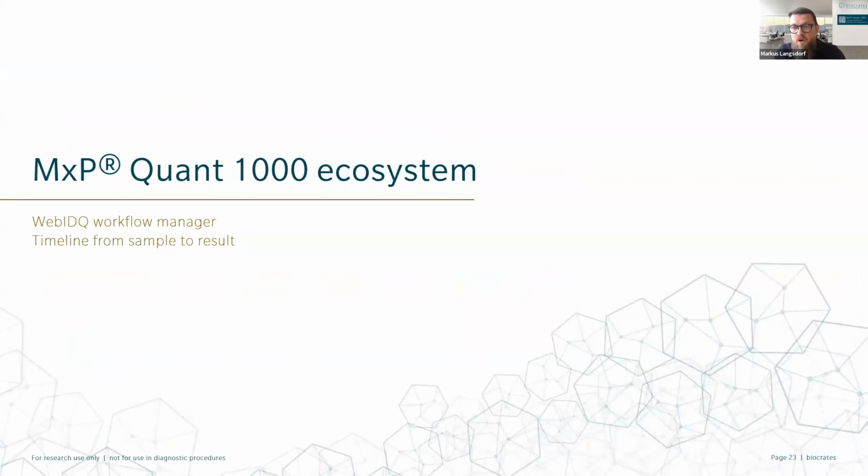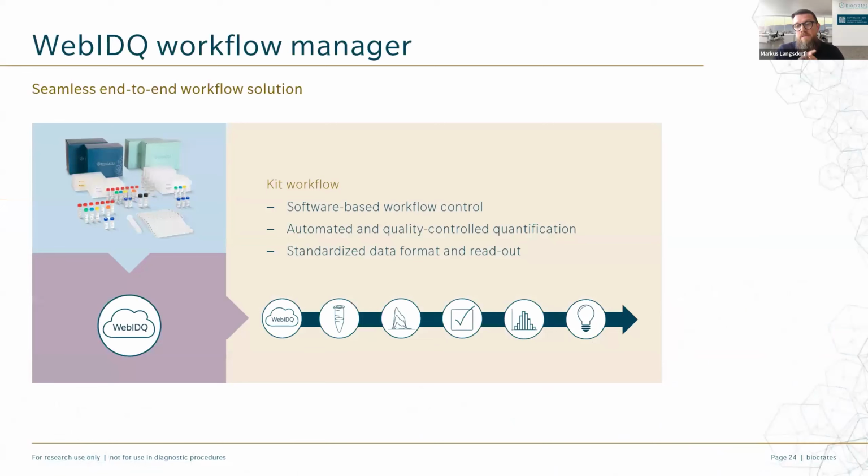But I cannot talk about the kit without talking about software. So Quant 1000 is available embedded into a total solution. So it's part of an ecosystem consisting of the kit itself, optimized and validated methods specific for key triple quadrupole mass spectrometers, and the workflow manager WebIDQ, which is a cloud-based software, which I will show you now. WebIDQ is a kit companion that takes and guides the user through the entire workflow, from project management through metabolite quantification to results and even statistical analysis.